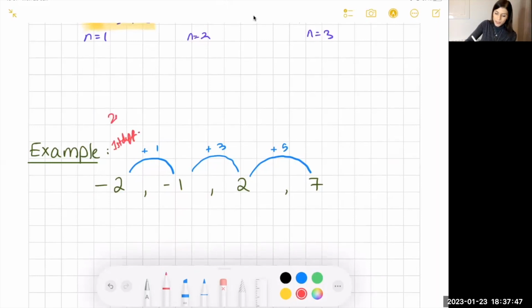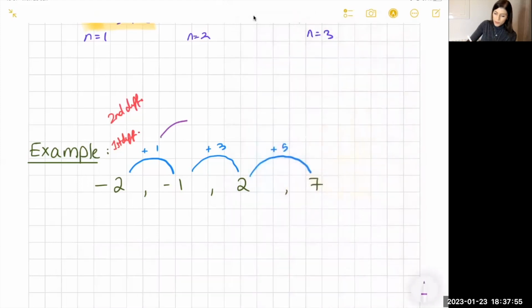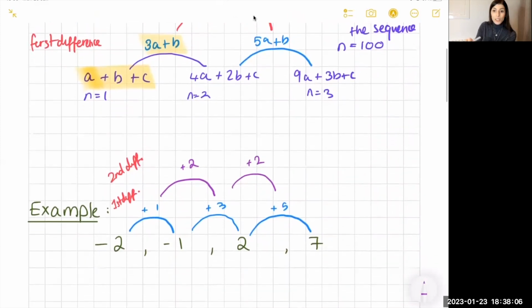And now let's work out our second difference, which is, the difference between 1 and 3 is 2. The difference between 3 and 5 is 2. Notice it's the same number now. Okay, going back to our equations, how are we going to use them now?